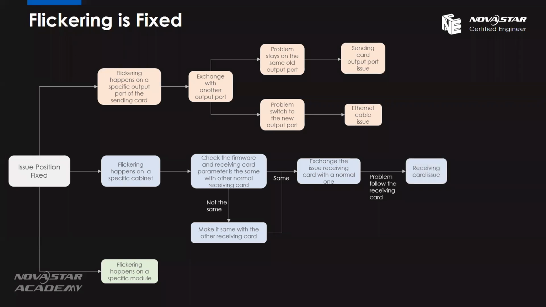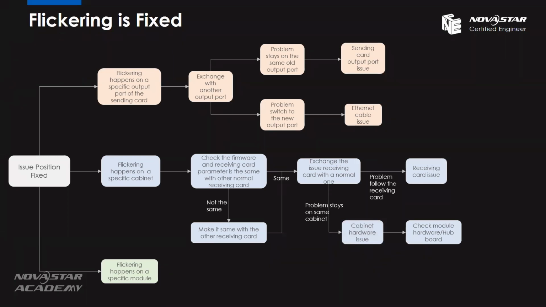If the problem follows the receiving card to the new cabinet, we can locate that it is a receiving card issue. And if the problem stays on the same cabinet, which means even if I exchange or replace the receiving card the flickering is still there, we can confirm the problem is on the cabinet. It could be a cabinet hardware issue. Then we can check the module hardware, or we can check the hub board.